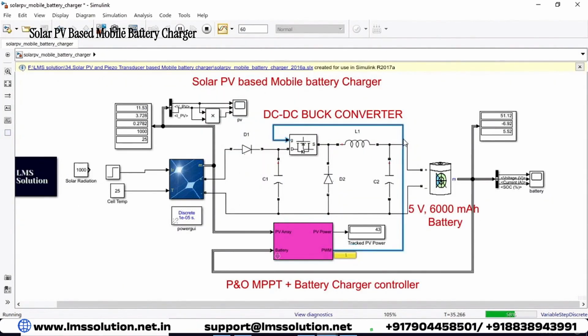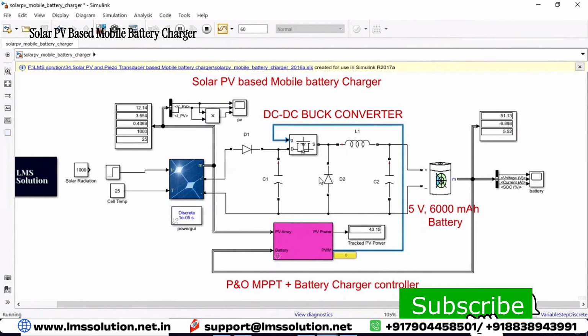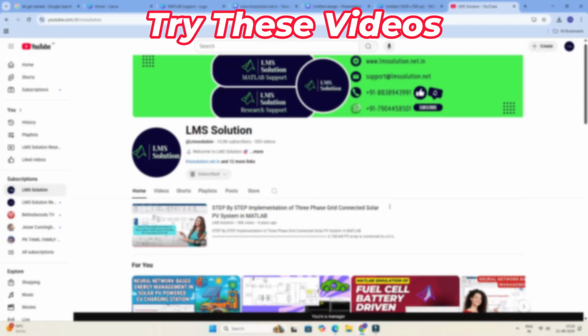So this is also given to the buck converter. This converter transfers the power from the solar panel to the battery to charge the battery. So this is the working of the solar PV based mobile battery charger.